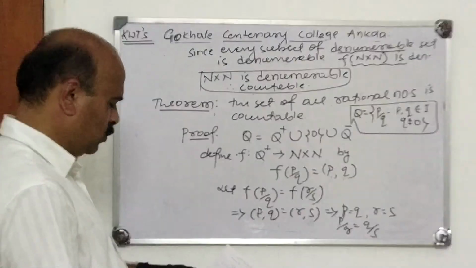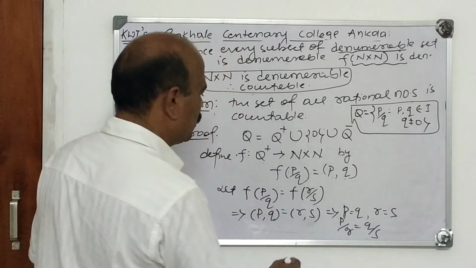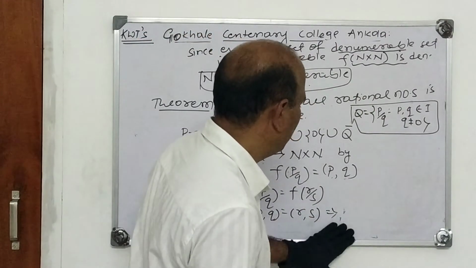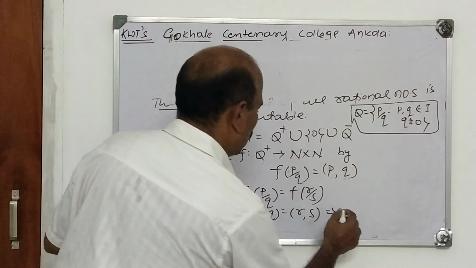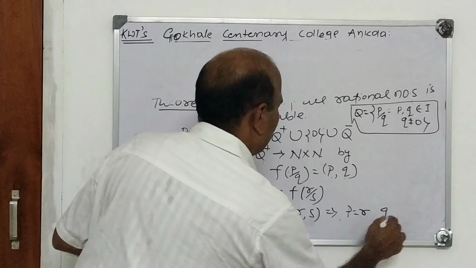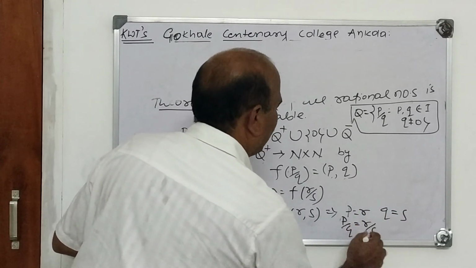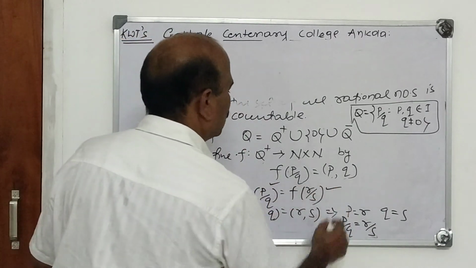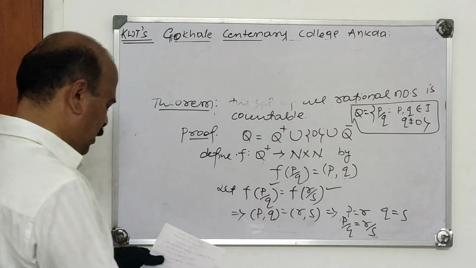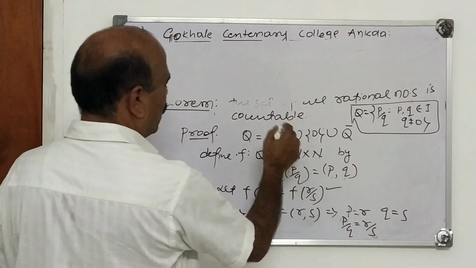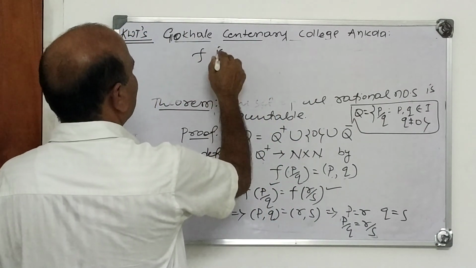One minute, what happened here? (p,q) is equal to (r,s). Ordered pair means p is equal to r, q is equal to s. Therefore, p by q is equal to r by s. So f of p by q equal to f of r by s implies p by q is equal to r by s. What does this imply? F is an injection.